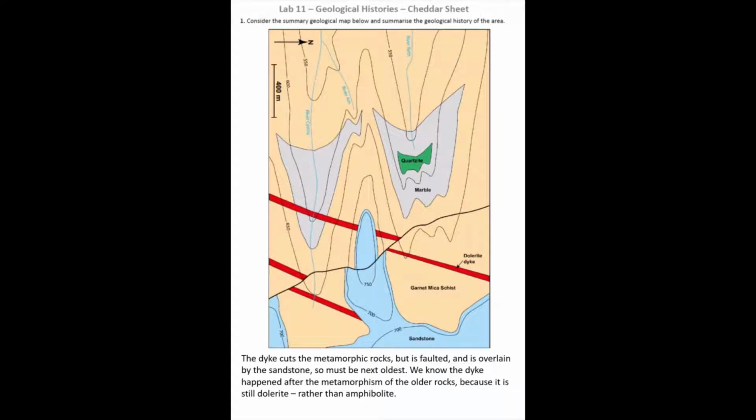Crucially, we know that this dike must have happened after the metamorphic event, because as you know from earth materials, if you were having a dolerite and you started to metamorphose it, it would turn into some sort of amphibolite. So it's still igneous, it hasn't become a metamorphic rock, so it must have been intruded after the period of metamorphism, but before any other event that we can see on the map. So that's the next in our sequence.